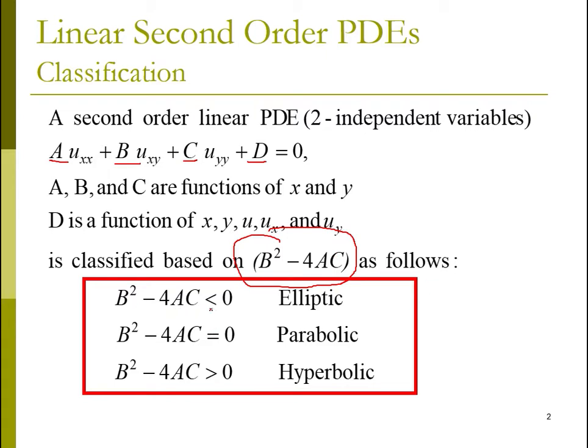B square minus 4ac is less than 0, then it is elliptic. B square minus 4ac equal to 0, then it is parabolic. And b square minus 4ac greater than 0, then it is hyperbolic.